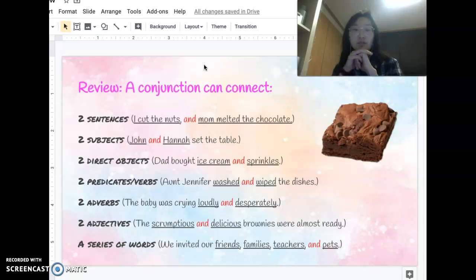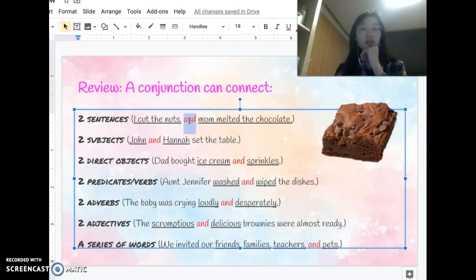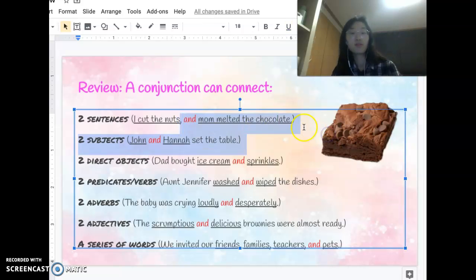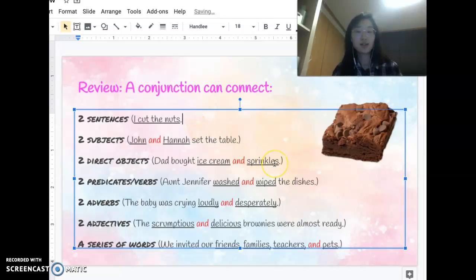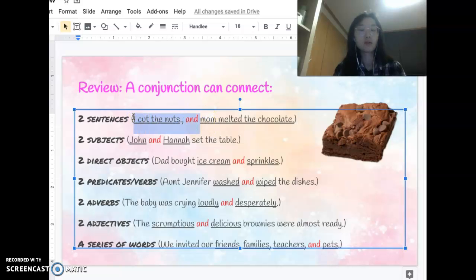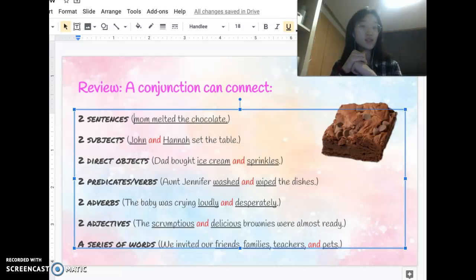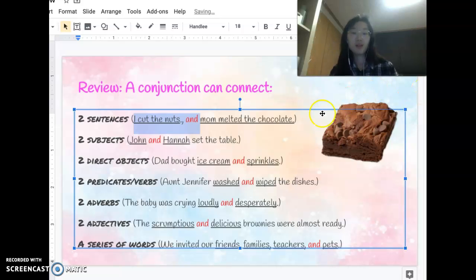I got the examples here. For example, sentences, I cut the nuts and mom melted the chocolate. This word is connecting two sentences. We know this because if I cut this part out and just wrote I cut the nuts, is that a sentence? Yes, it is. What about if I took this part out? Mom melted the chocolate. Is that a sentence? Yes, it is. That is why this conjunction is connecting two sentences.